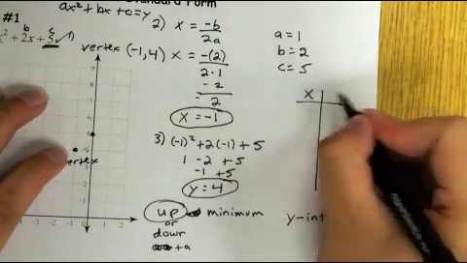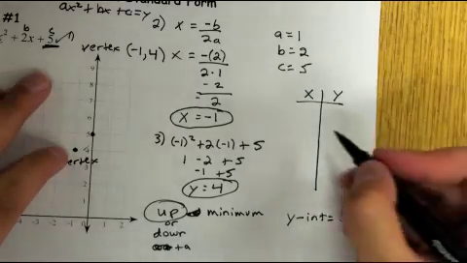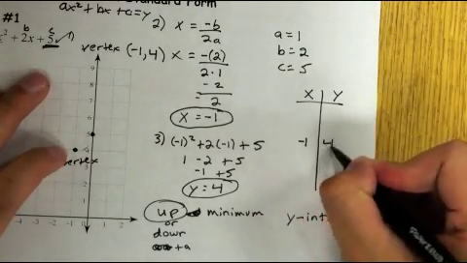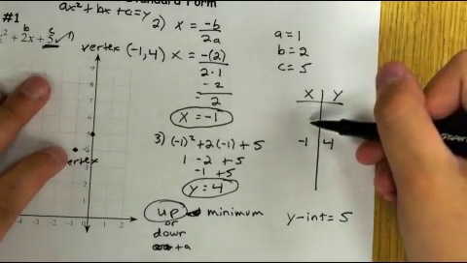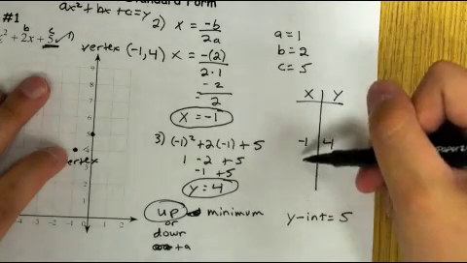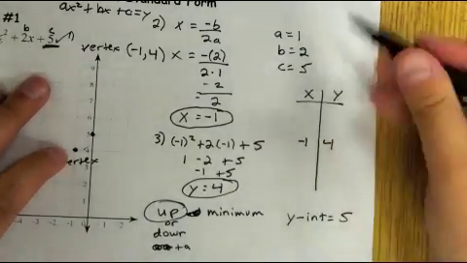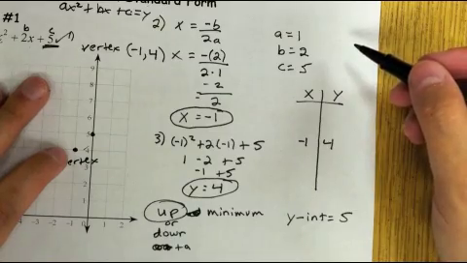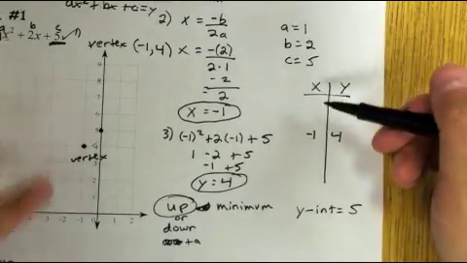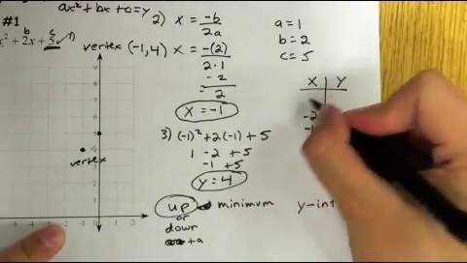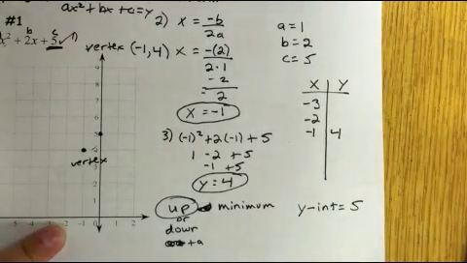Okay, make your X, make your Y. I like to put in my vertex because I want to pick one number bigger and one number smaller. Could you go more? Sure, but you may run out of graph. I'm going to do 2 smaller. How about -2 and -3?